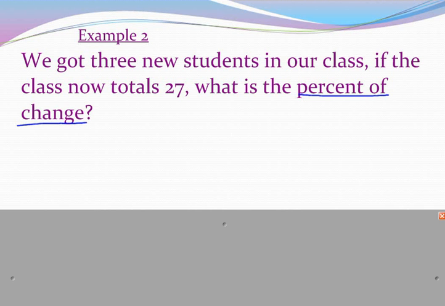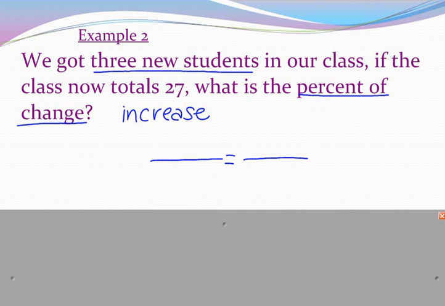The percent of change, the words give it away that we're dealing with a percent of change problem. The first thing we want to do is determine whether this is an increase or a decrease. And since we got 3 new students added into our class, we know it's an increase. We're going to be using that same formula, change over original equals percent over 100. Go ahead and fill my 100 in.